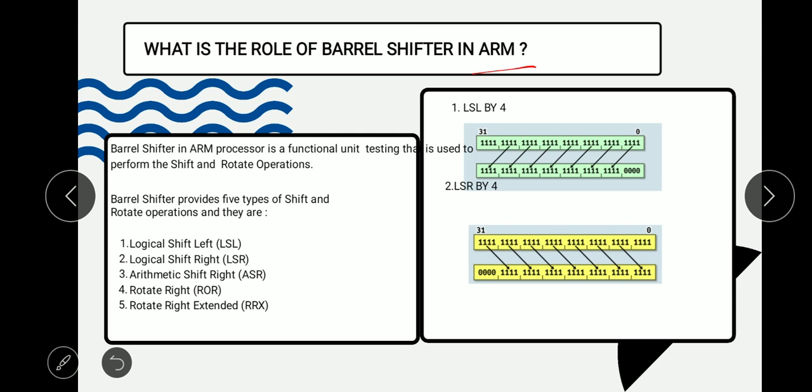Let's discuss them one by one with an example. First one is LSL by 4 bits. Here for a given input, 4 bits are shifted towards left and zeros are filled at the end. LSR by 4 bits has an opposite effect. First performing a shift right operation, then zeros are filled at the front.